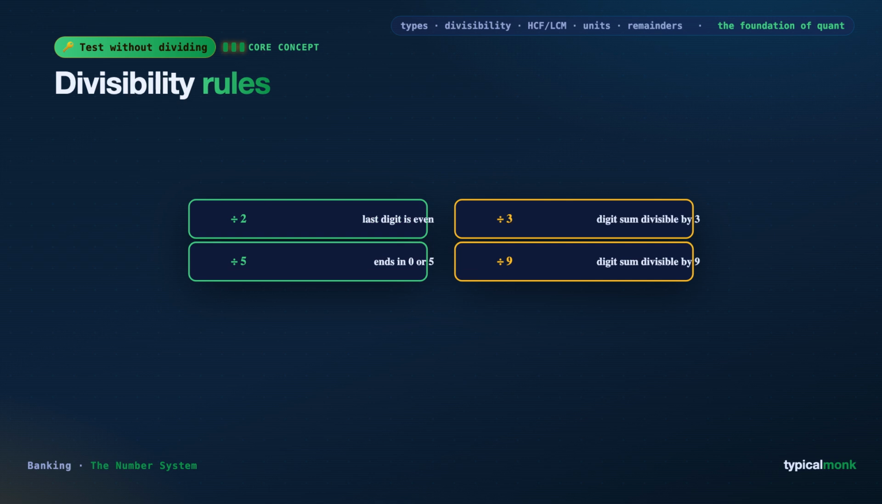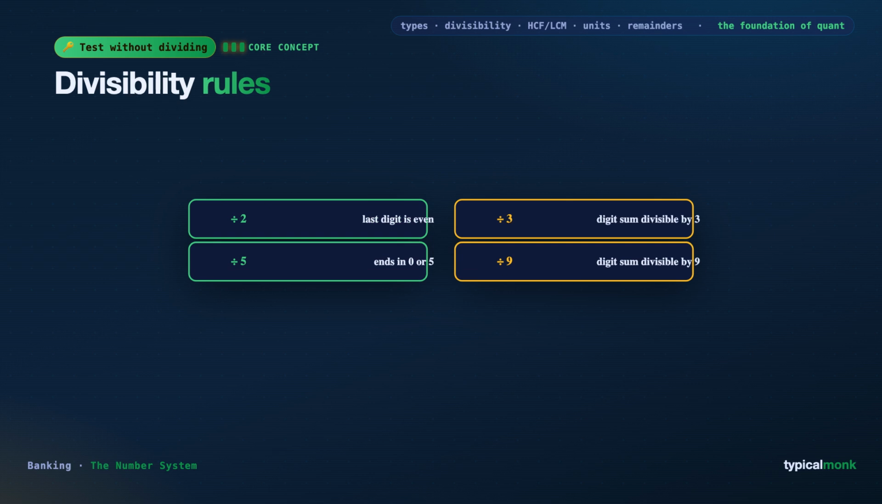The digit sum rules are the real workhorses. A number is divisible by 3 if the sum of its digits is divisible by 3, and divisible by 9 if the sum of its digits is divisible by 9. Take a big number, add up its digits, add them again if you like, until you get a small number, and test that tiny sum instead of the whole giant. For example, 4, 5, 6. 4 plus 5 plus 6 is 15, which is divisible by 3.